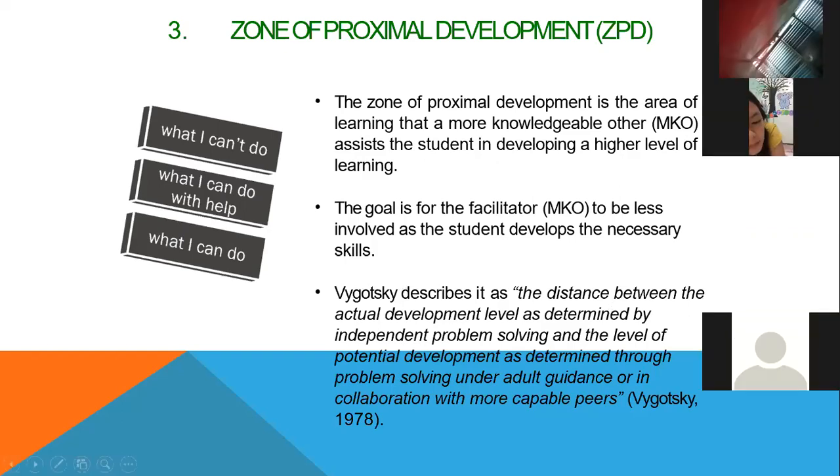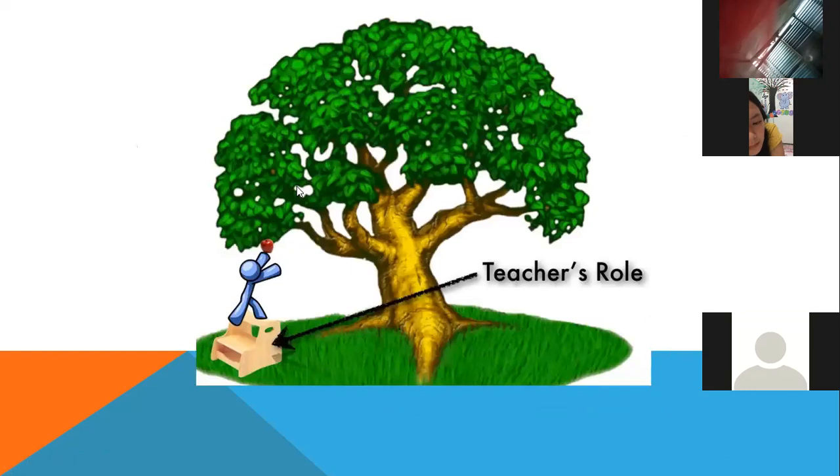So next, you can see the teacher's role. The teacher is this one. You only lift the child. It is not you who gets the apple. Not the teacher will get the apple for the child, but it should be the child. Your job is to lift him up. So that's it. That is the ZPD, the assistance that you give.